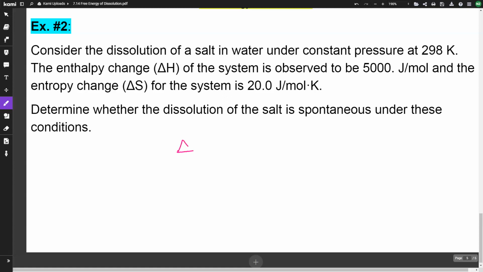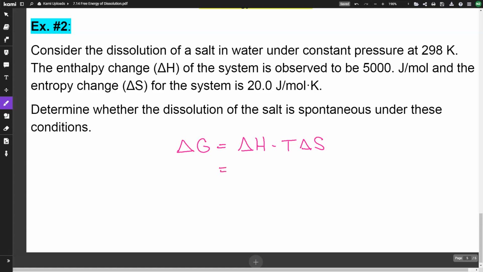So let's rewrite the equation. Delta G equals delta H minus T delta S. Now all of our units are the same here, so we've got joules and not kilojoules. We're not mixing and matching. Our temperature's already converted to Kelvin, so we don't need to convert anything, but that would be your first step if it weren't. So let's plug in our values.